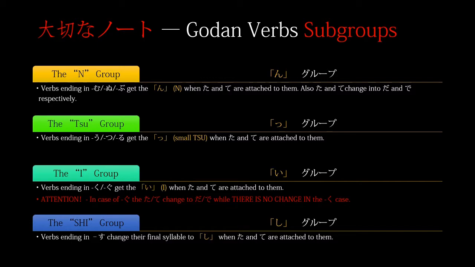Also, it is very important to notice a change that occurs in the subgroup gu, and in the entire nu group. Ta and te become da and de. We will see this in the section devoted to this stem, as well as in the Dojo drill video meant to further explore this phenomenon, so to speak, through practice and with numerous examples.